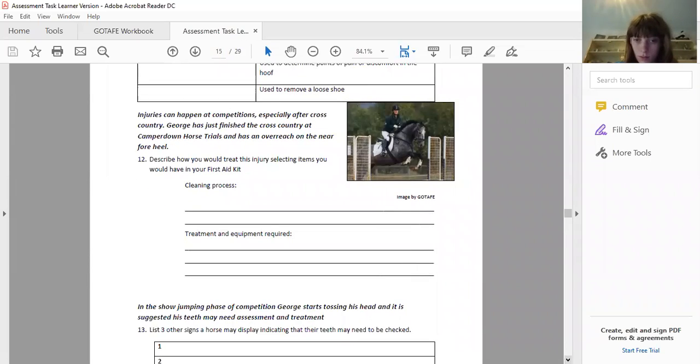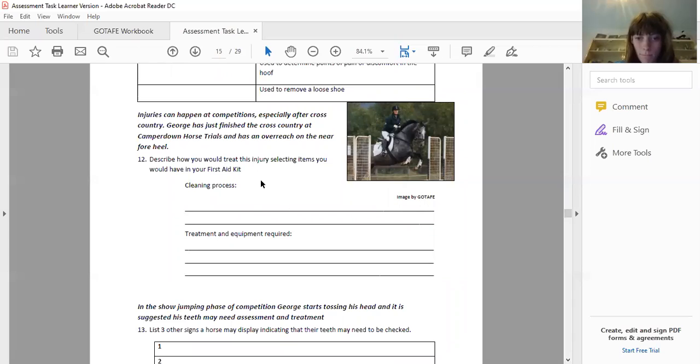12 tells you that injuries can happen at competitions, especially after cross country. So George has just finished the cross country at Camperdown Horse Trials, and he has an overreach on the near foreheel. So if you're not familiar with an overreach, read up on that one within your learner resource. So chances are you have a bit of a research online and go, okay, well, what am I going to do about this now?